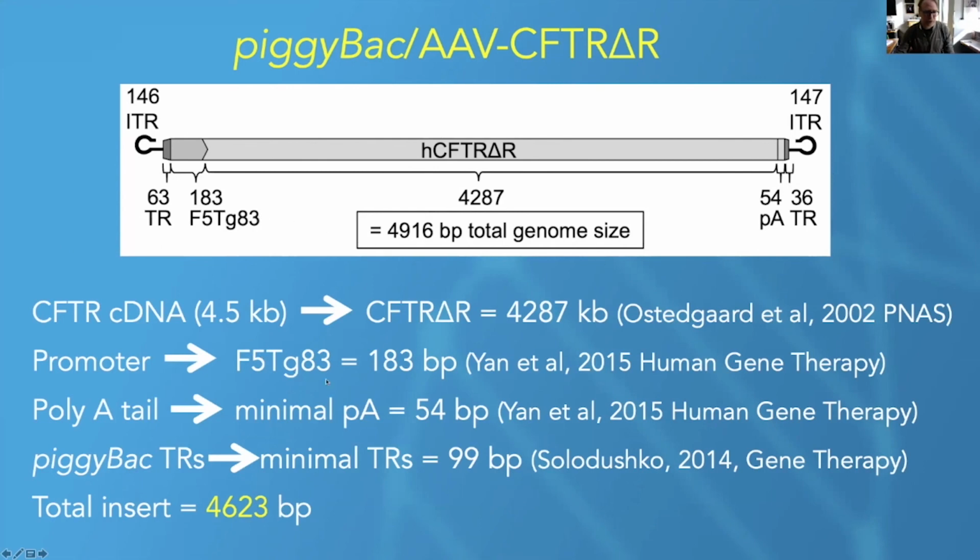We use the F5TG83 promoter, which is a very short promoter, and the minimal poly-A, which is 54 bases. These are described in the Engelhardt lab. We use the minimal piggyBac ITRs, which, 5' and 3' combined, are 99 bases. So the whole insert was 4.6 kb, and if you add in the ITRs, it's about 4.9 kb. That really pushes the limit of what you can package into AAV. So our goal was to just confirm that the CFTR was functional in a large animal model.